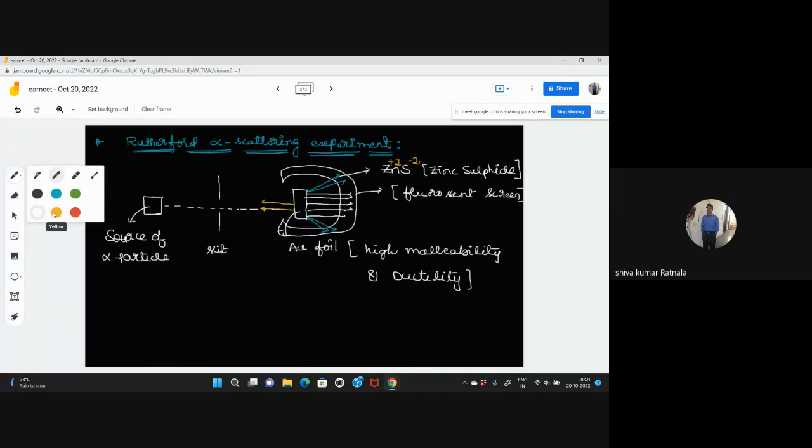Now, the source of alpha particles: helium 2+ with atomic mass 4 is known as an alpha particle. When these alpha particles pass through the gold, we can observe that most of them pass through, a few are deflected with small angles, and very few are reflected back. Very few are bouncing back. So how we are going to get this, we are going to see here.